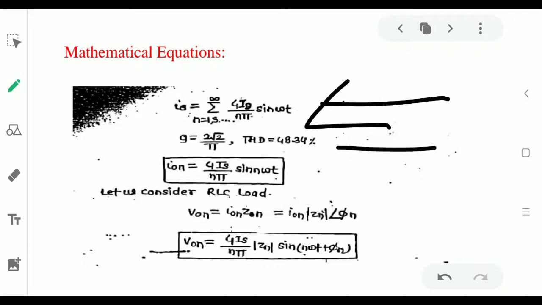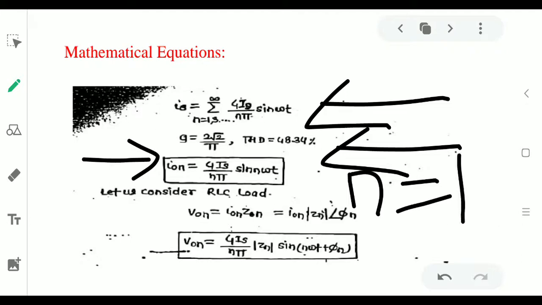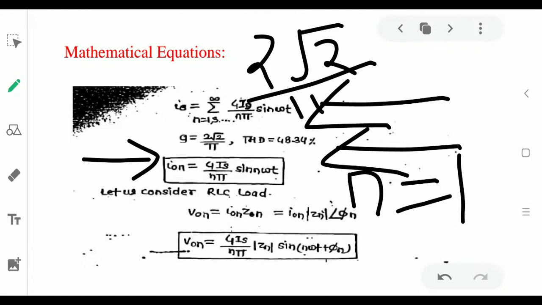Now moving towards the Fourier analysis of the output current: 4I0 sin(n omega t) by n pi. Of course, we can calculate THD for the same. We have earlier found the THD for the VSI, and it is the same. You can find the fundamental value by putting n equal to 1. It will come out as 2 root 2 by pi times I0 as the RMS value of the current.